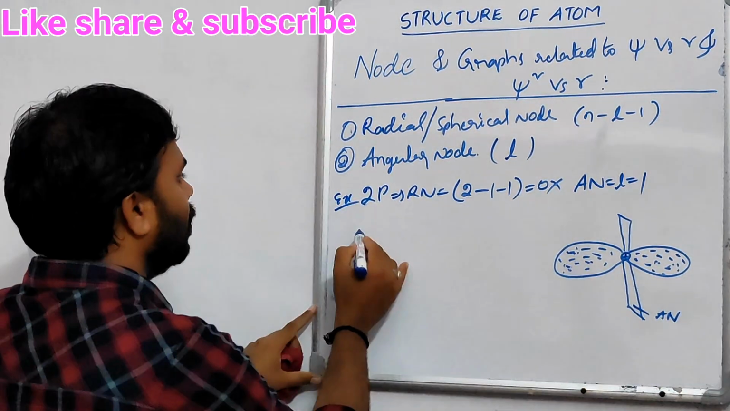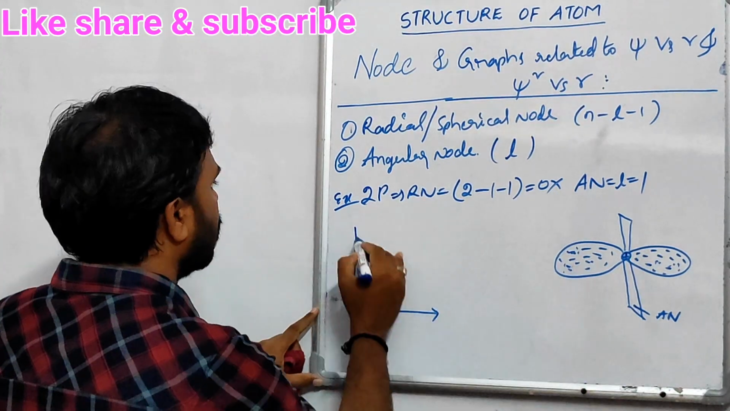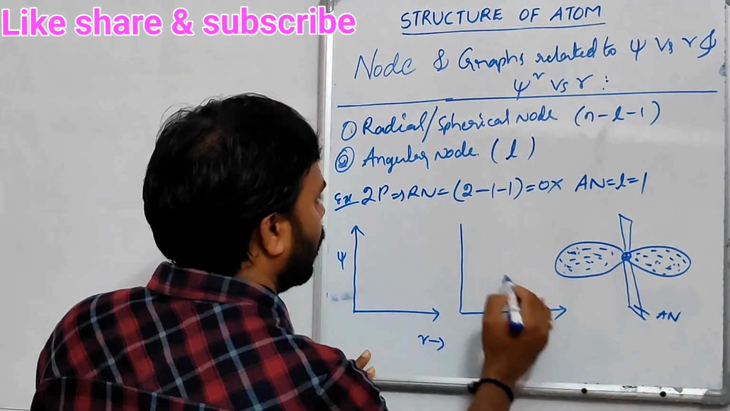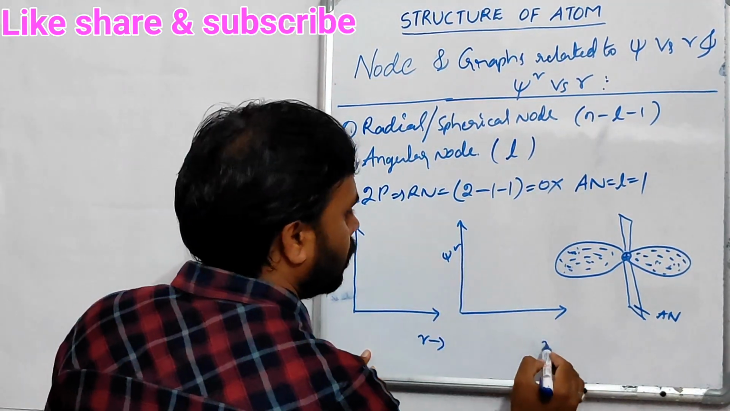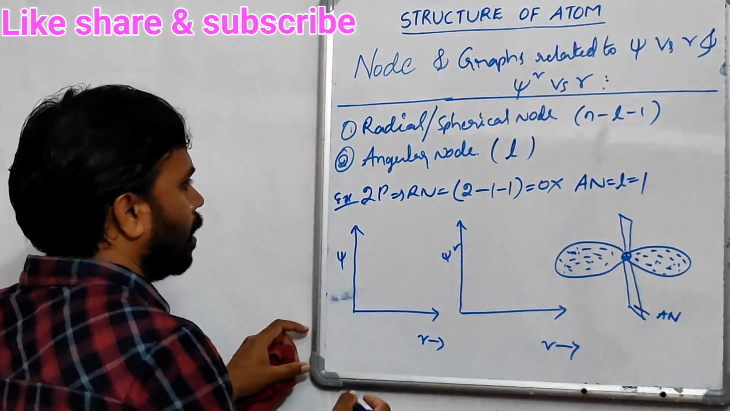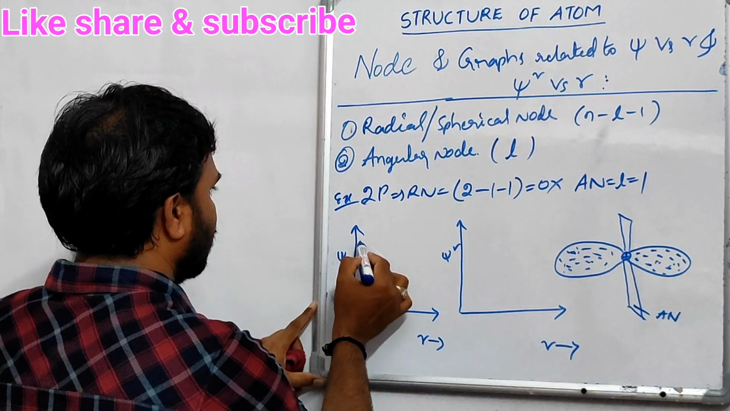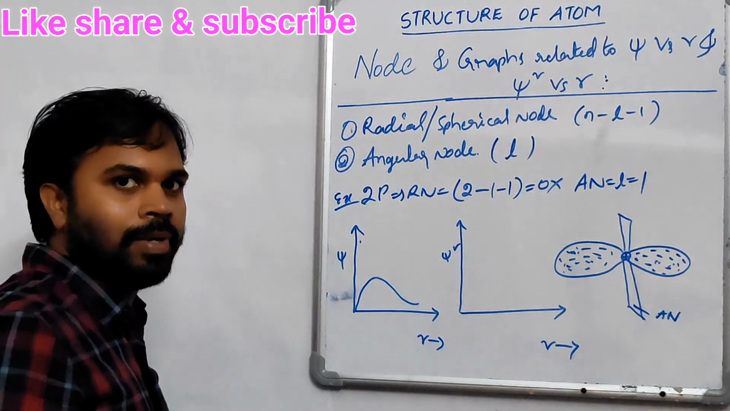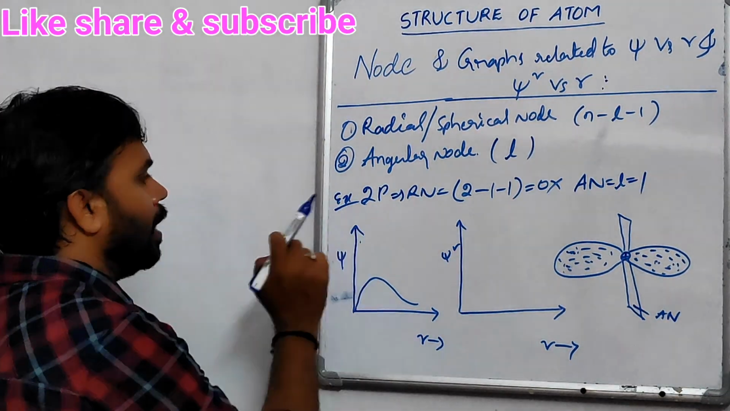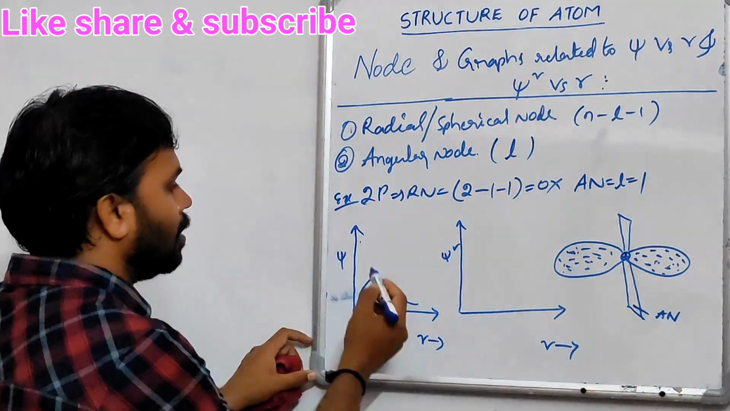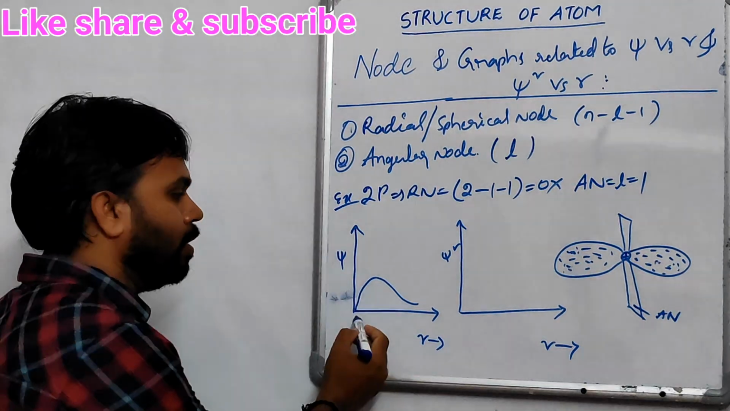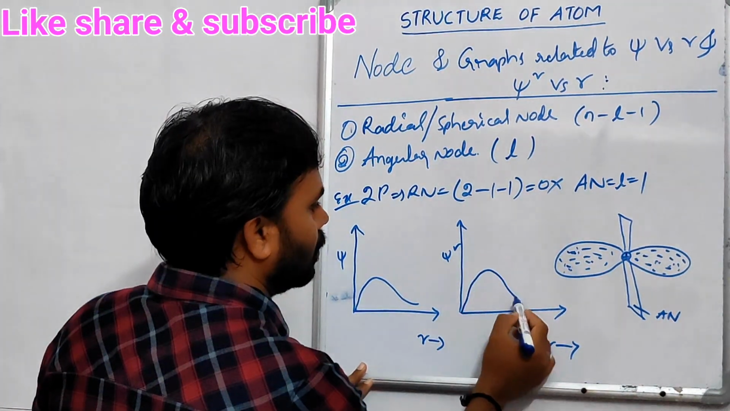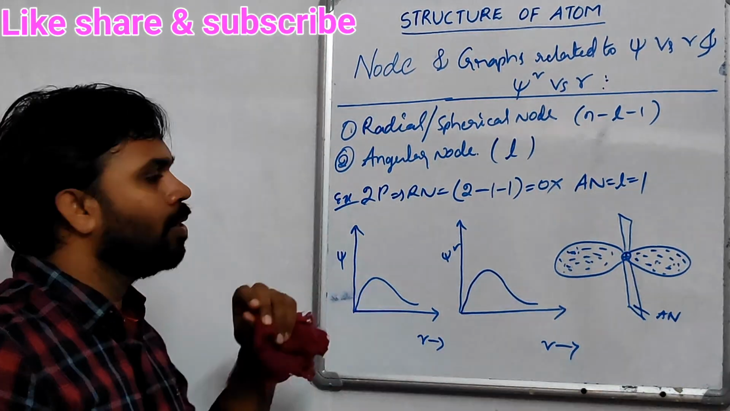Let's see the graphs related to the 2p orbital. Psi versus r. Psi square versus r. This graph looks like this. For s orbitals, the graph starts from a higher point. And for p orbitals and d orbitals, the graph starts from the origin, like this. For psi square versus r, like this. This is the 2p orbital.